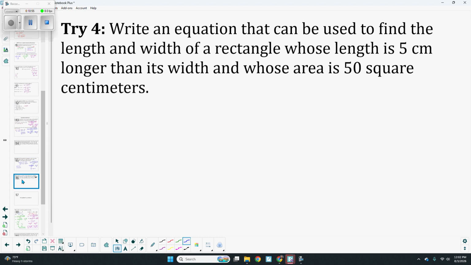Here's one final one for you to do. I know it doesn't say find the dimensions, but that's what we are looking for there. And that's it. That is the end of solving by quadratic formula.